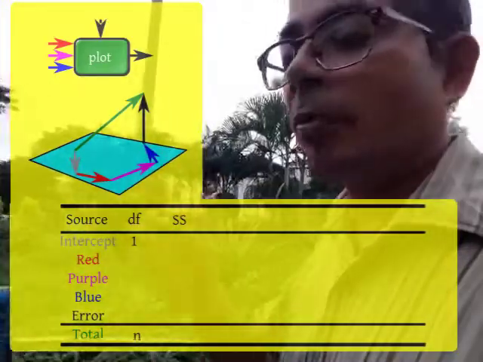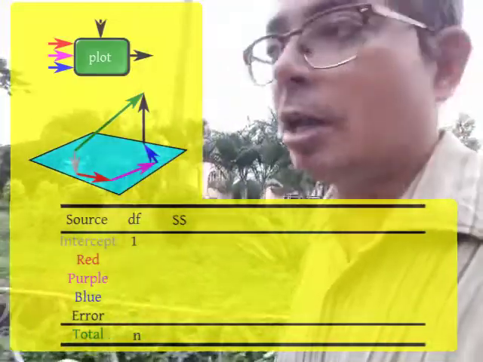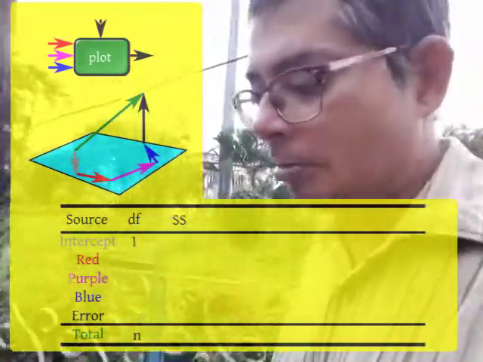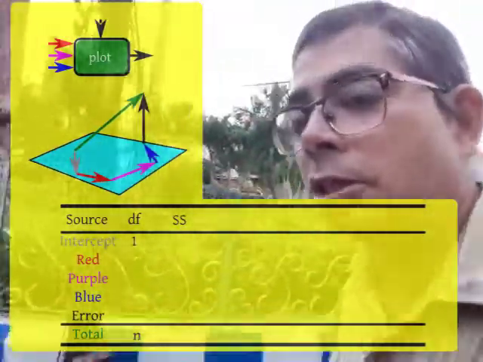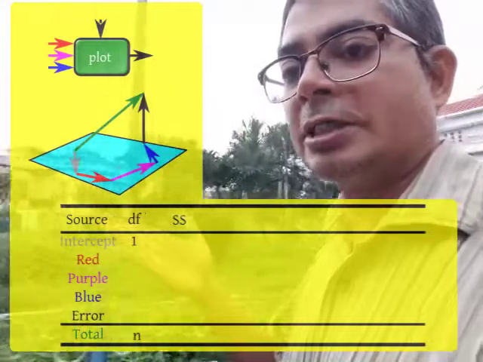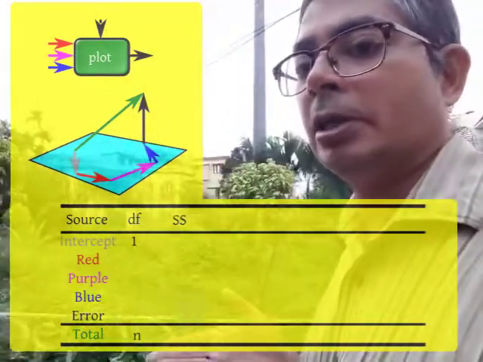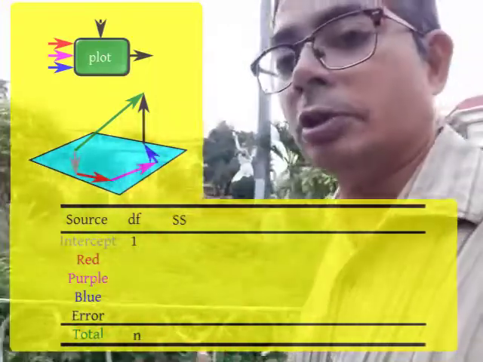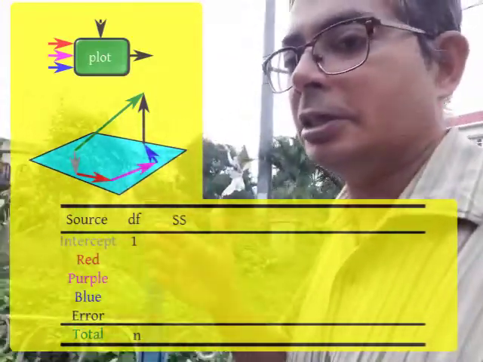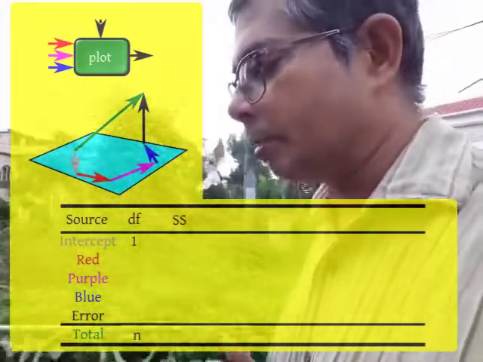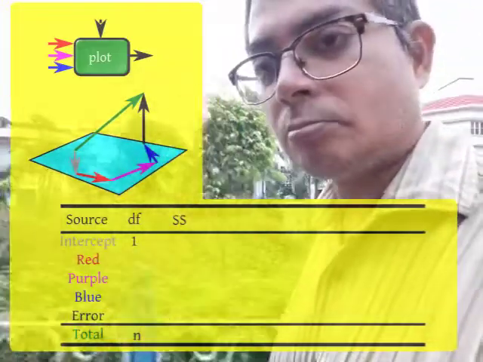This column will be followed by the degrees of freedom column, which is just a fancy term for the dimensions of the different subspaces. So the intercept will always have degree of freedom 1, and the total will have degree of freedom n, because we are working with Rn, and the different things will have corresponding degrees of freedom.